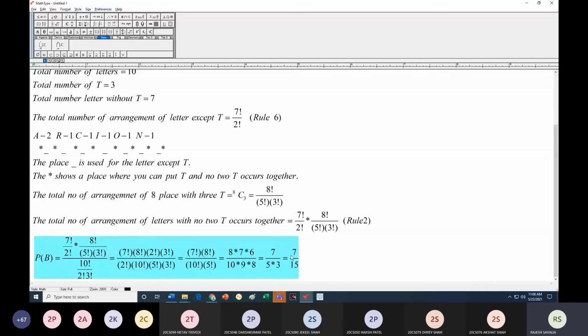So answer is 7 by 15. 7 by 15 says when you arrange the letters 15 times, out of 15 times you will get 7 spellings in which no 2 T's occur together. That is the final outcome. Is it okay? Hello? Yes, sir.